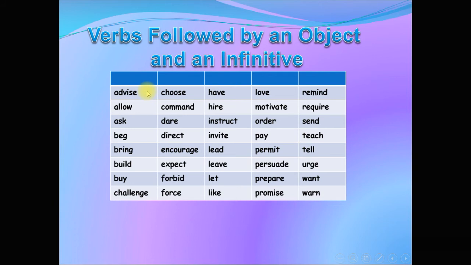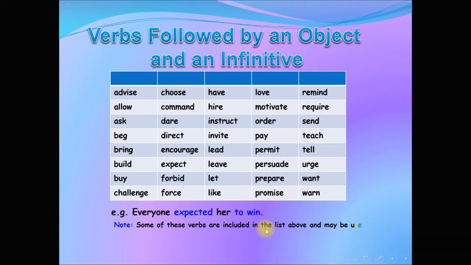Okay, for example, everyone expected her to win. So "her" is the object here, followed by a to-infinitive. Some of these verbs are also included in the list above and may be used without an object. So we can also use some of these words without an object.